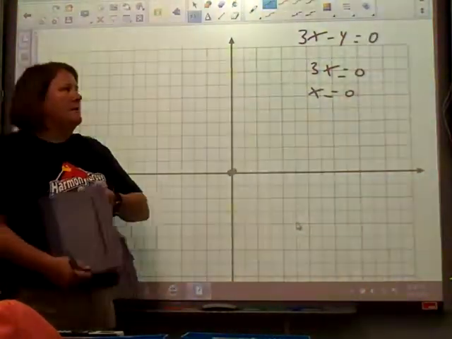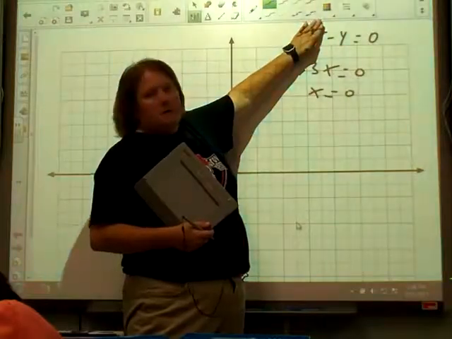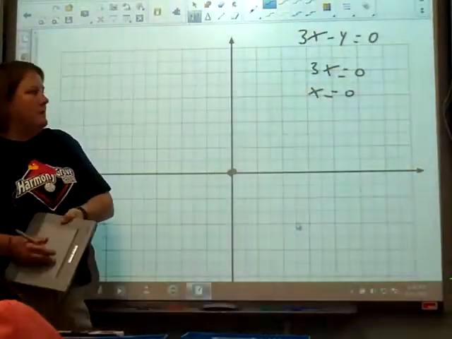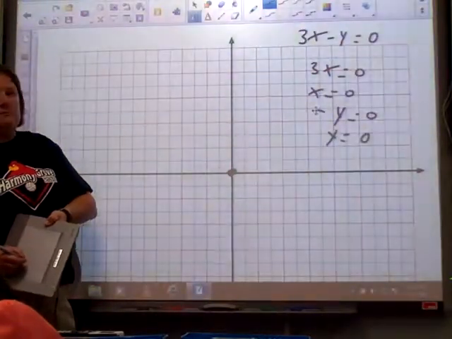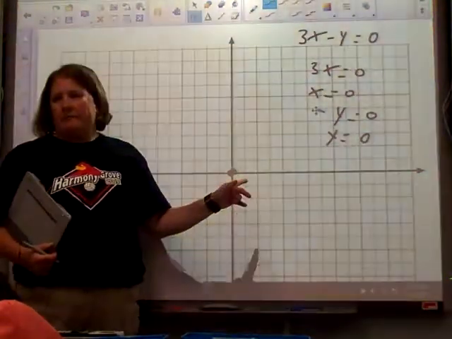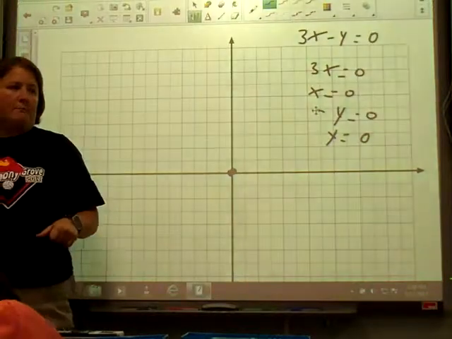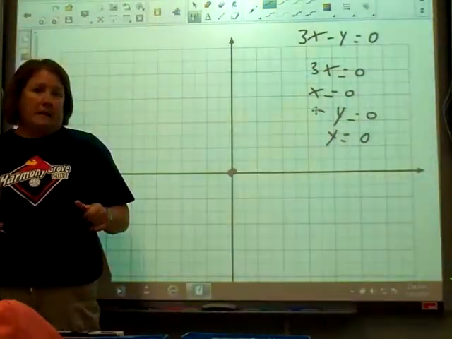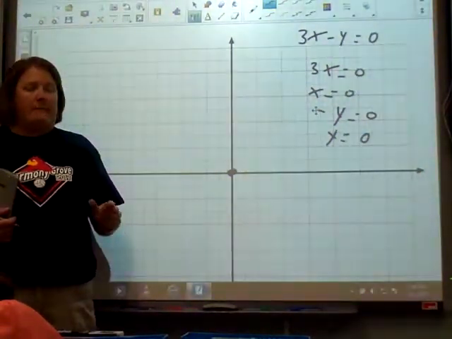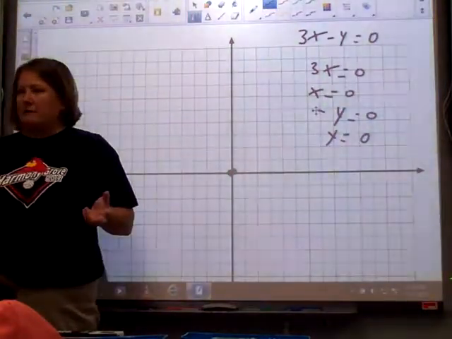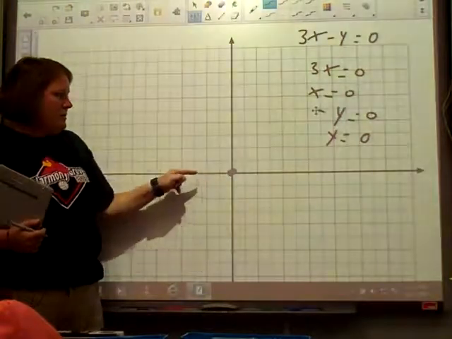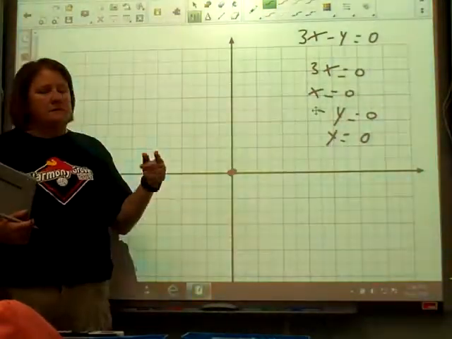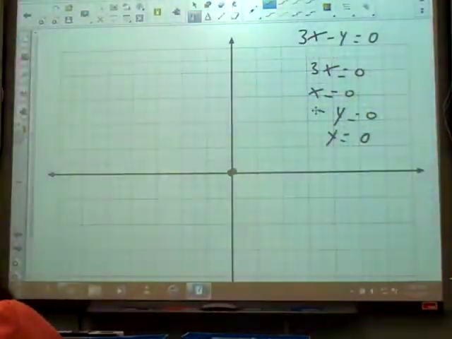What if I plug a 0 in for the x? I get negative y equals 0, which also means y equals 0. So my point's on the same spot. Can I draw a line through one point? I mean, I could, but it probably wouldn't be correct, right? How many points do I have to make a correct line? At least 2. Very good. Otherwise, how would I know where to draw it? So I've got to get another point.